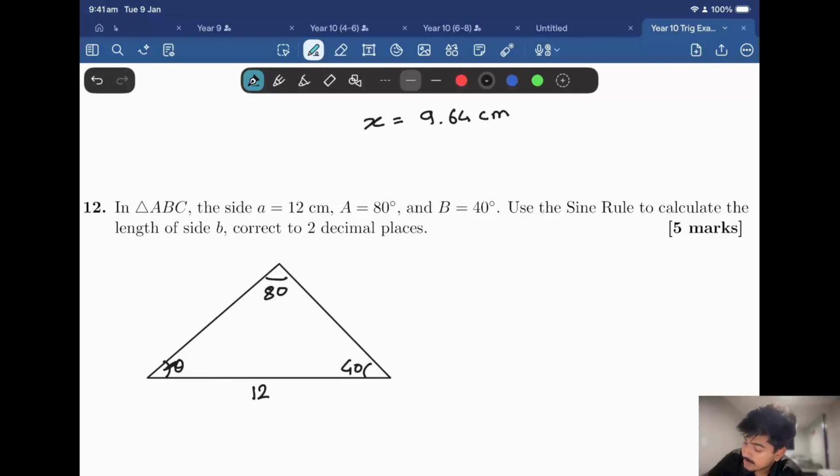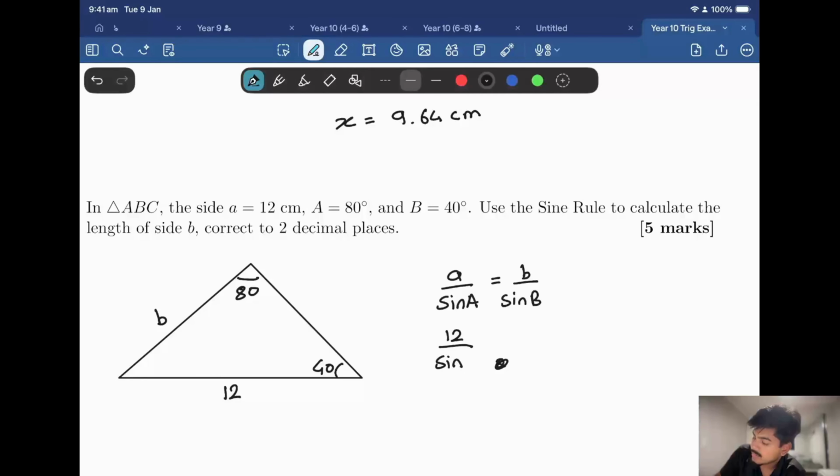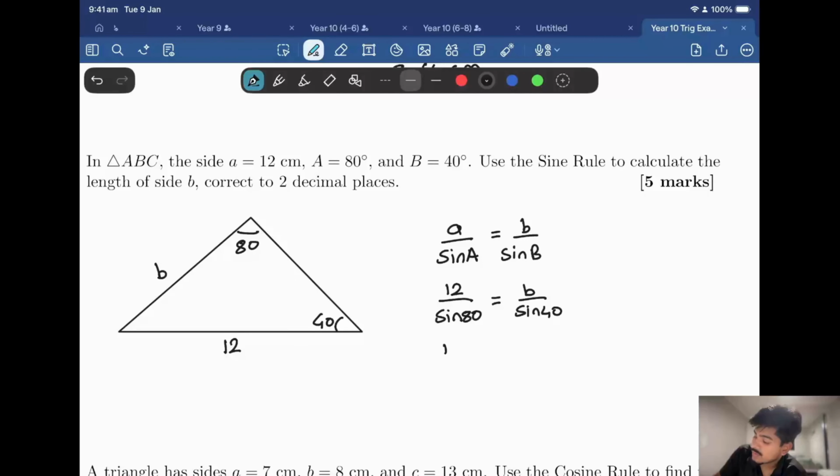Sorry, we're not trying to find the angle theta, we're trying to find this side B. Okay, so A over sine A is equal to B over sine B. My value of A is 12 over sine 80 is equal to B over sine 40. Okay, so we do 12 over sine 80 times sine 40, which is equal to B.